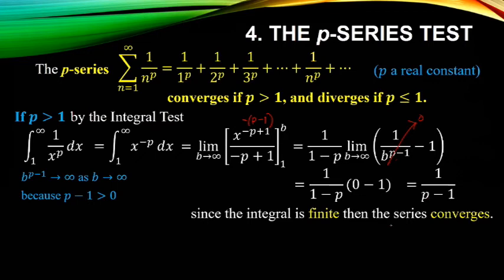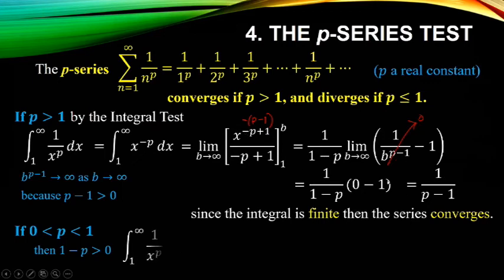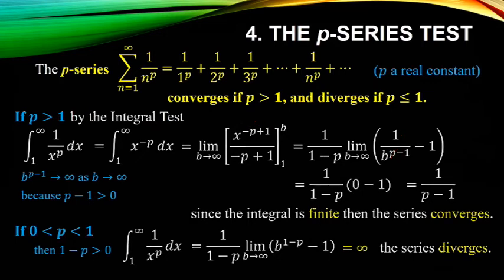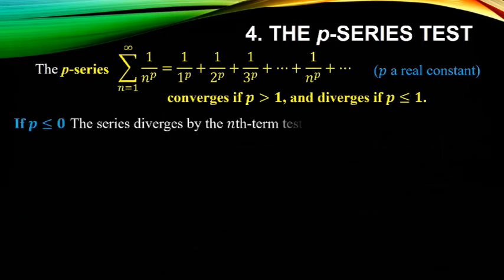The integral is finite, then the series converges. If p is between 0 and 1, then 1 minus p is greater than 0. So this numerator, negative p plus 1, would be positive. So we don't need to put it in the denominator. So this will become 1 over 1 minus p, then the limit of b raised to 1 minus p, since it is positive, minus 1. So as b approaches infinity, this term also approaches infinity. Now it diverges. If p is less than or equal to 0, the series diverges by the nth-term test.